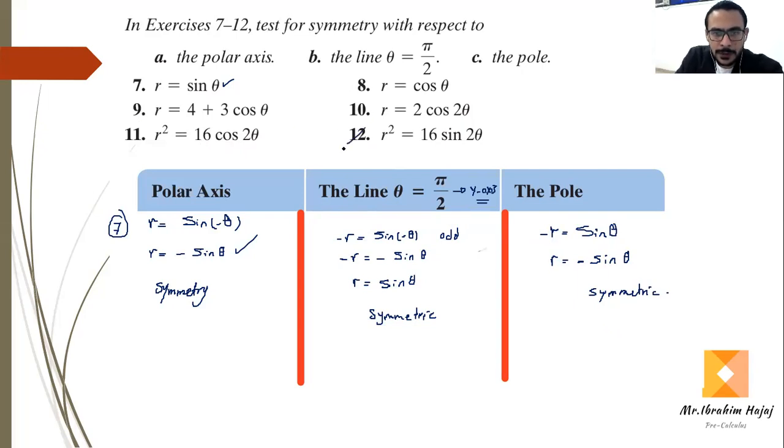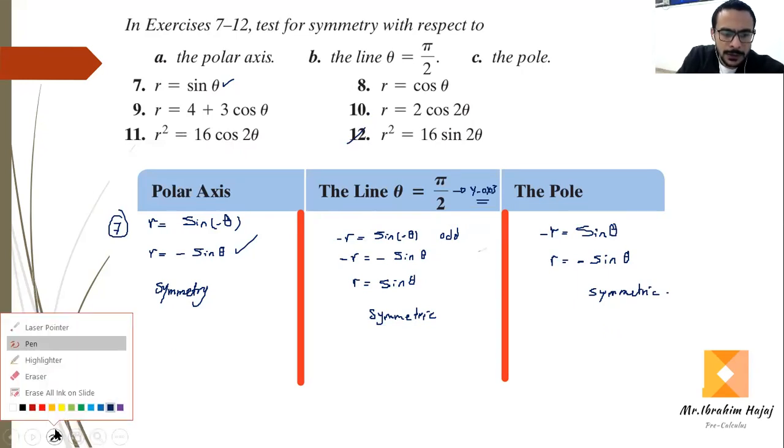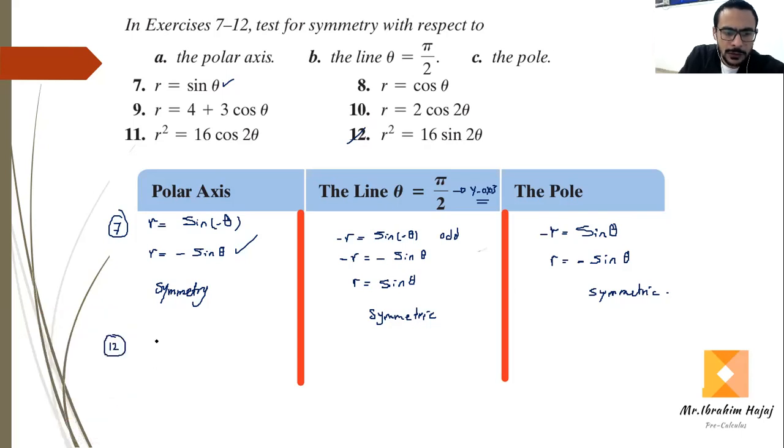Let's pick, for example, question 12. I'm going to solve selected problems in the set of exercises 7 to 12. We have to test for symmetry with respect to the polar axis, the line theta equals pi over 2, and the pole. Number 12, the equation is r squared equals 16 sine 2 theta.